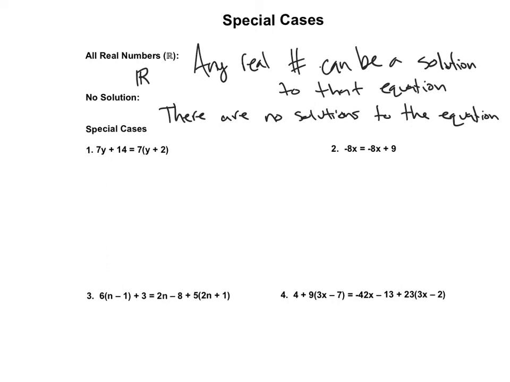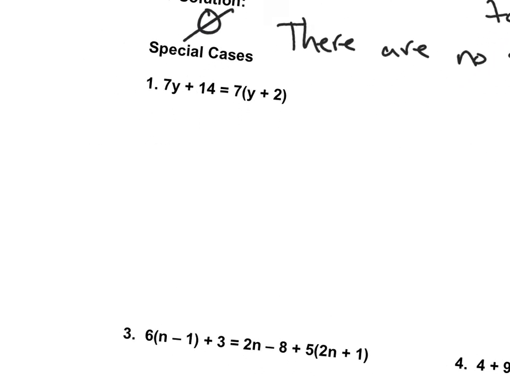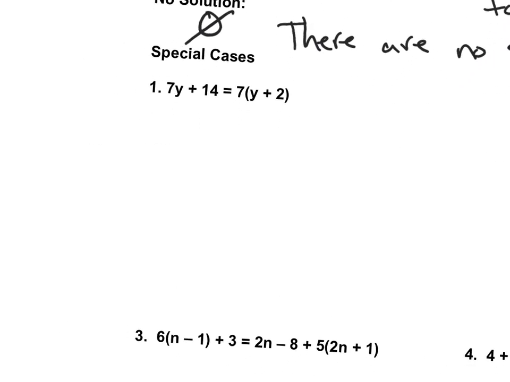We're going to use just this R, and for the no solution, we're going to use the 0 with a strike through. So looking at these special cases, first one, taking this 7y plus 14 equals 7 parentheses y plus 2. We want to distribute that 7, so we get 7y plus 14 is equal to 7y plus 14.